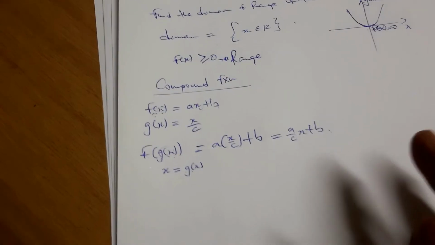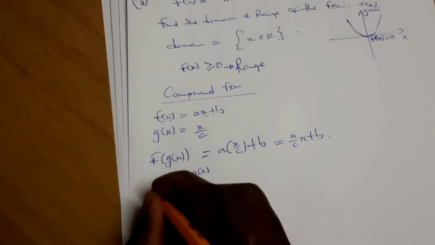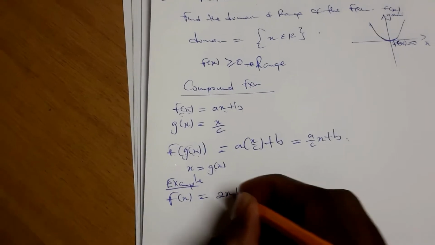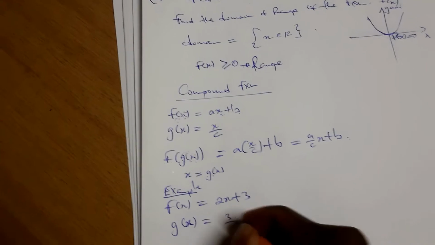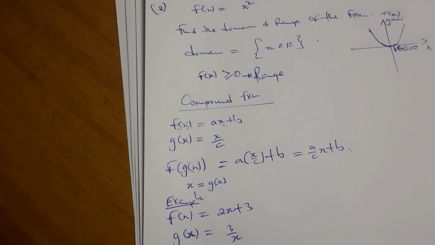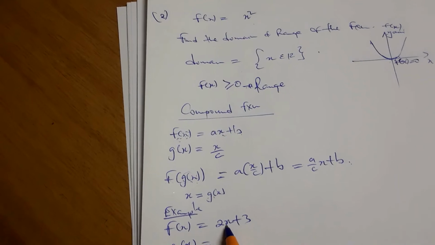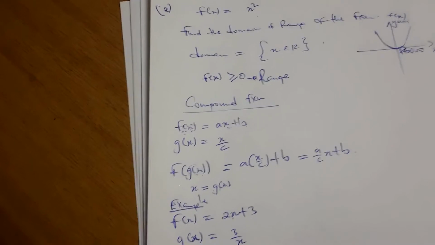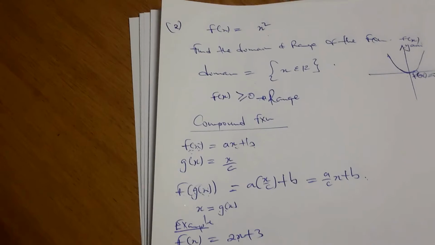Let's just do one example on that. Let's say we have f of x is equal to 2x plus 3, then g of x is equal to 3 over x. The first question is asking us to find f of g of x. So we are saying where there is an x on f of x, we are substituting the function g of x. So we have 3 over x plus 3, which gives us 6 over x plus 3.